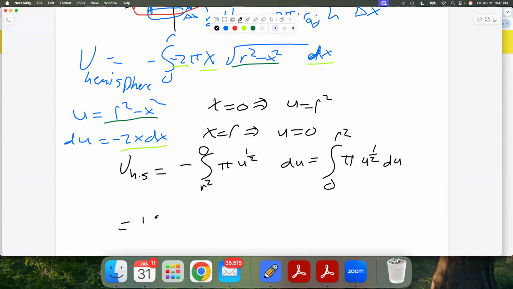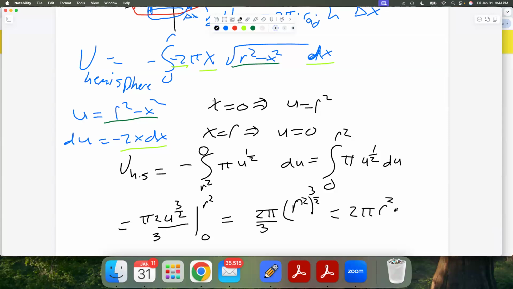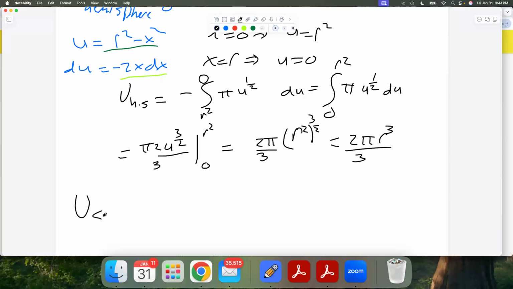Okay, well then that'll be pi u to the 3/2 divided by 3/2, which is the same as times 2/3, evaluated from 0 up to r squared. So that'd be 2/3 pi. Well, at 0, that's going to be 0. So I'm going to have r squared raised to the 3/2 power. That'll cancel down and just give me 2 pi r cubed over 3, but that was only the hemisphere. So the volume of the sphere is double that, 4/3 pi r cubed.